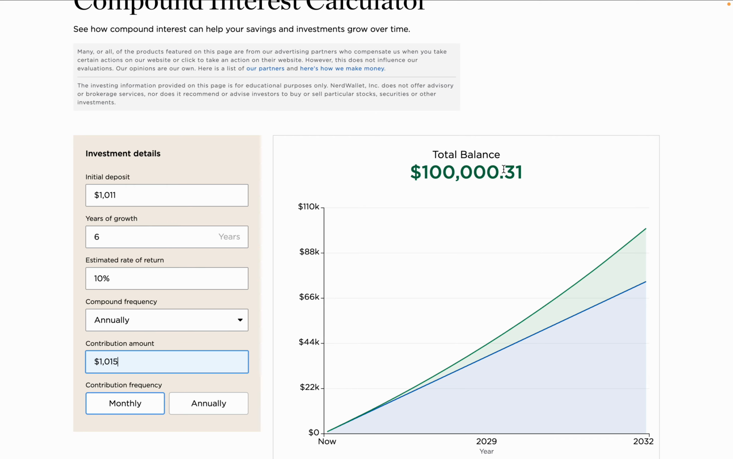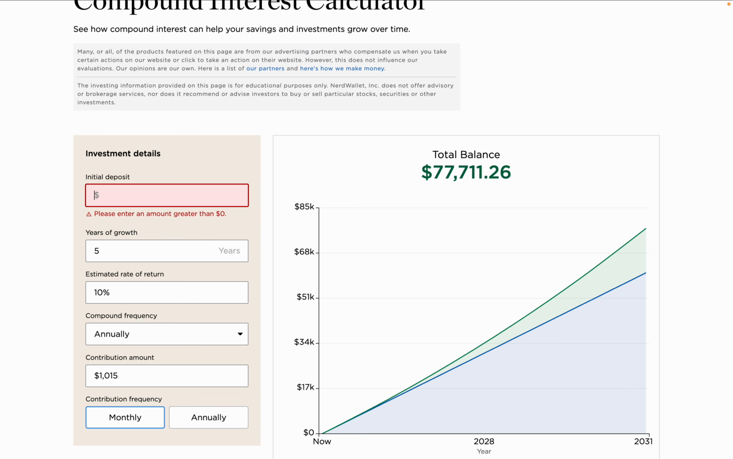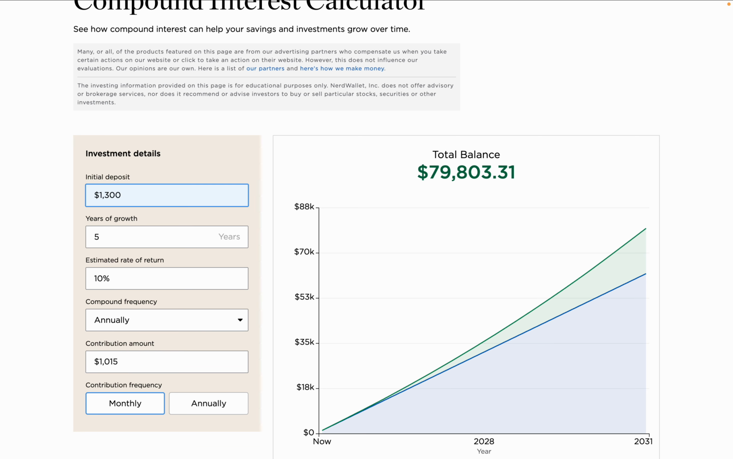Right now, let's make the goal a little more challenging. So we will change this to 5 years. We will change the initial deposit to $1,300, and I'm going to keep it at $1,300 for the rest of the video. Okay, 5 years of growth. We'll keep the estimated rate of return at 10%, compounding annually.